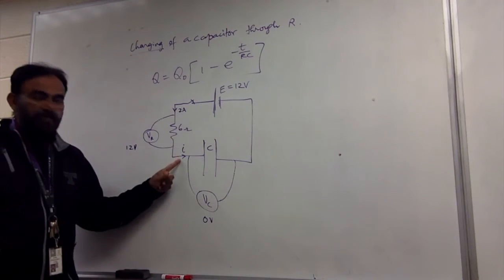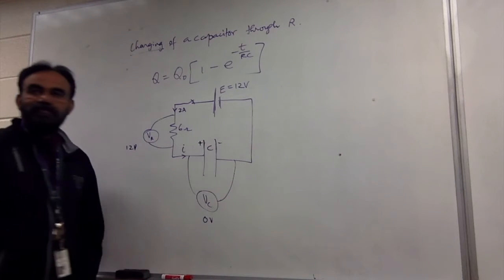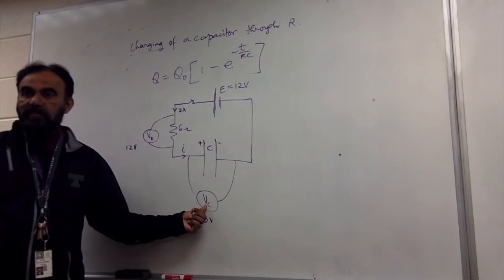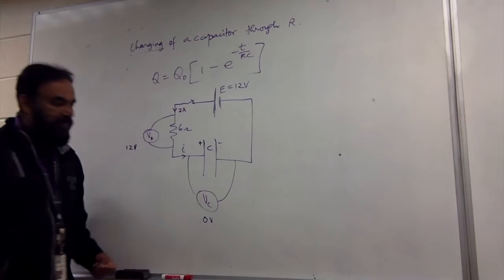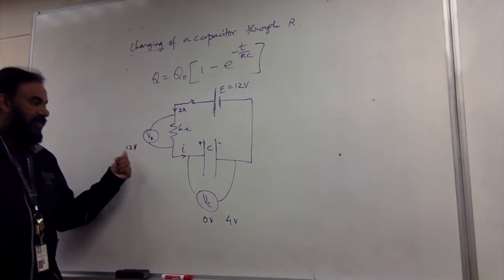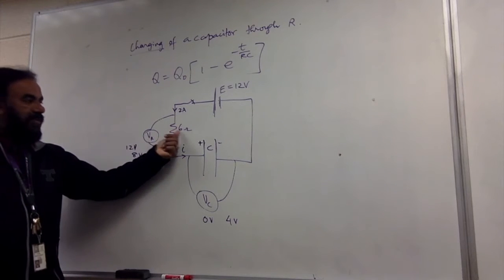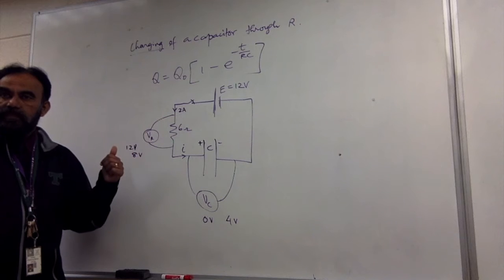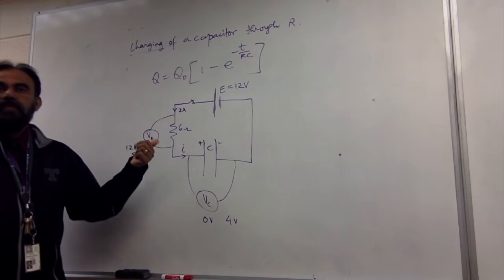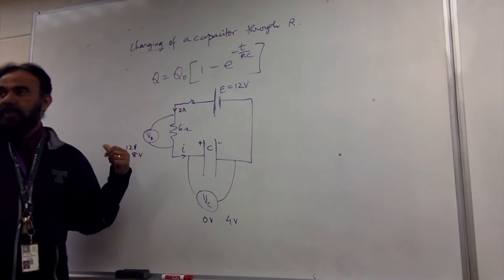But as a result of this maximum current, what's going to be the end result? It's going to get charged. As it starts getting gradually charged, what do you think is going to happen to VC? It's going to go up. Suppose this voltage goes to 4 volts. What will happen to this voltage? It will drop to 8 volts. So what will happen to the current? It will be 8 over 6, which is 1.3 amperes. So the current is beginning to drop.